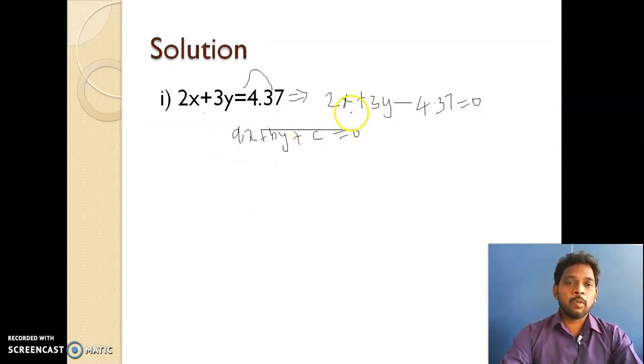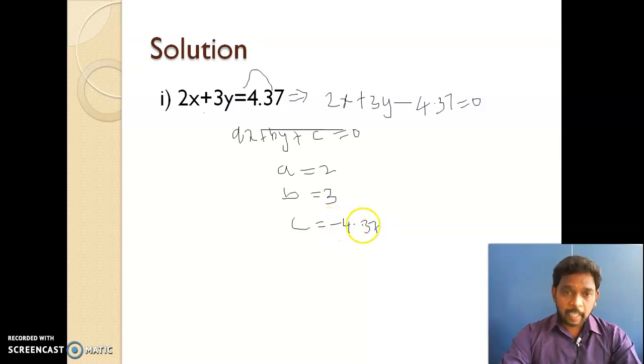Now compare these two. So what is a? a is 2. What is b? b is 3. And what is c? c is minus 4.37. It is minus 4.37 because the minus symbol is there.